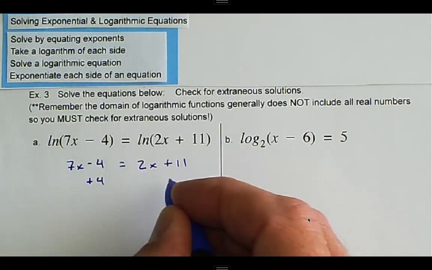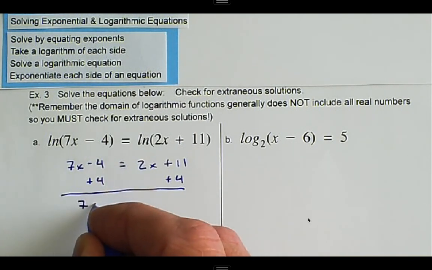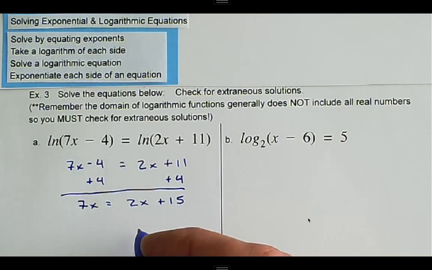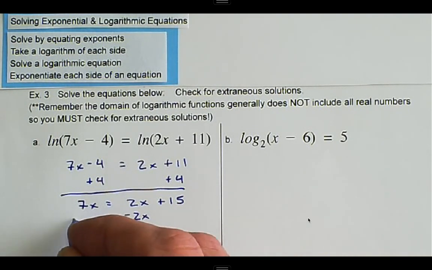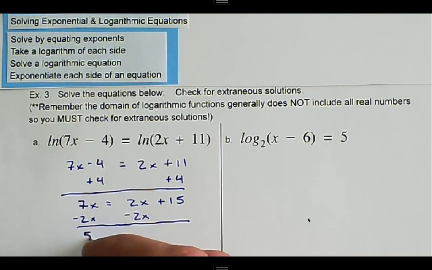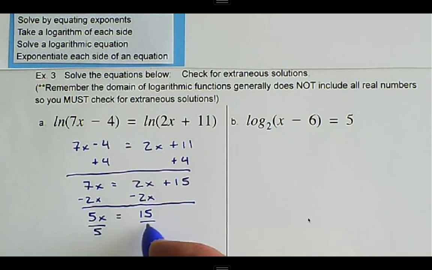We can add 4 to both sides, and 7x is equal to 2x plus 15. Then we can subtract 2x, and we get 5x is equal to 15. And then we can divide by 5. So x is equal to 3.